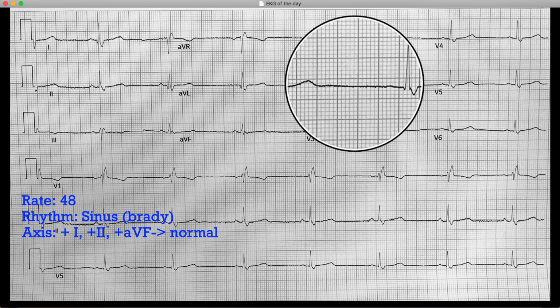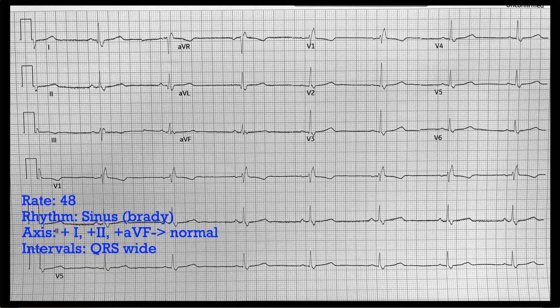So we'll say that we don't have a prolonged PR interval. We do have a wide QRS, but we don't have a long QT interval, at least from our estimation. So rate, rhythm, axis, intervals. So far, we've just found that wide QRS.